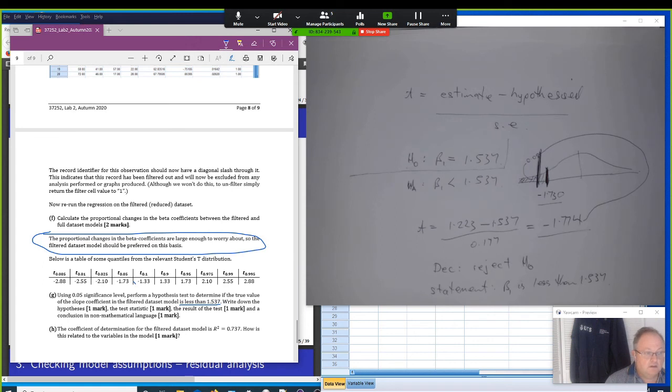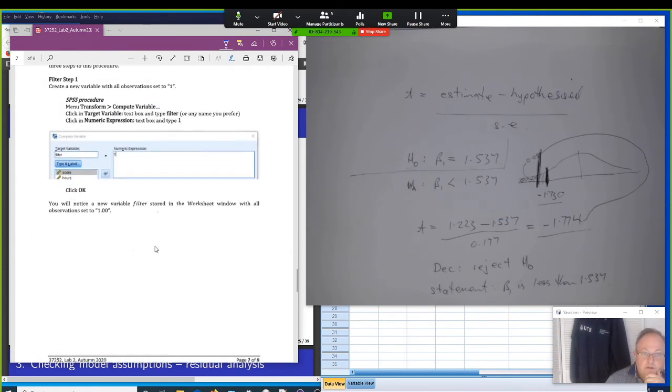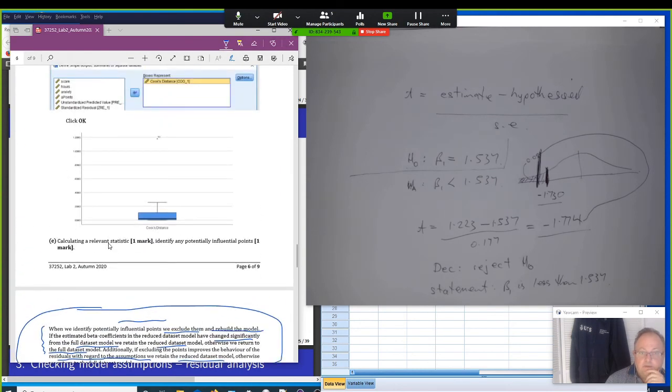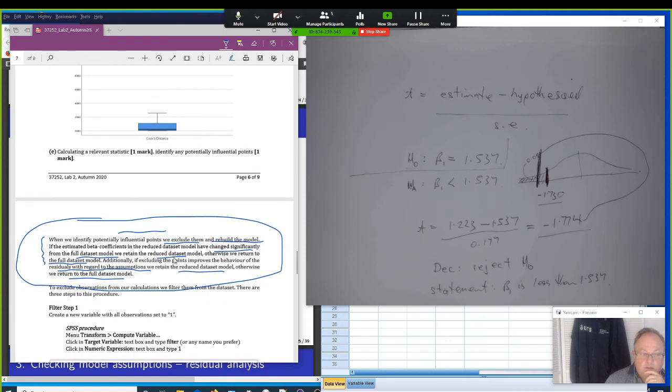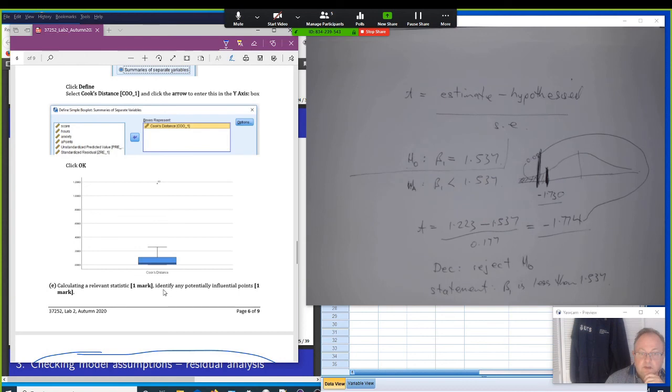Yes, so Cook's distance, part E. Where is it? Yeah. Calculate the relevant statistic. Yeah, so that's Cook's statistic. Yes, Cook's distance. So in identifying any influential points, we could say that because of the reduction in the beta 1 and beta 0, and we just proved it statistically, that we could say that it's a statistically influential point.